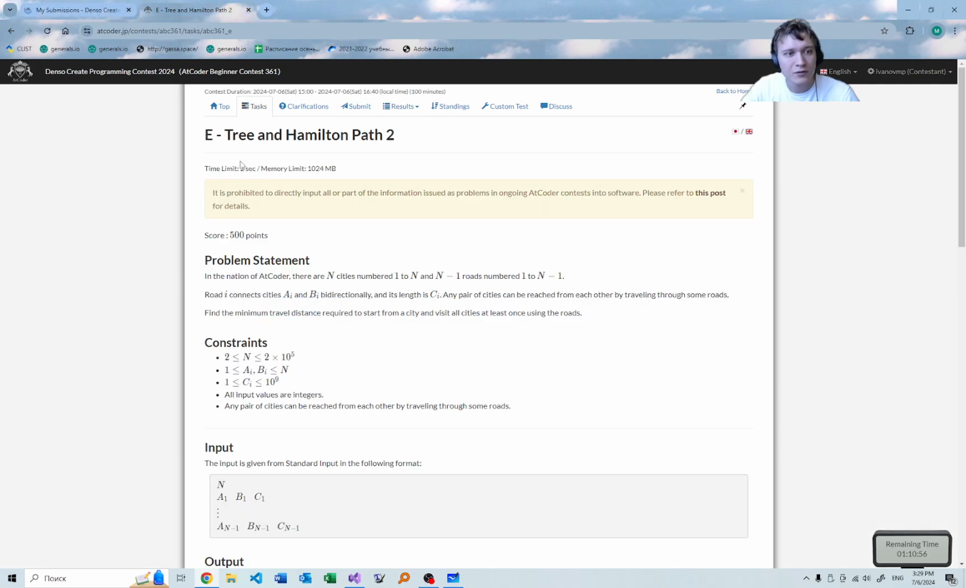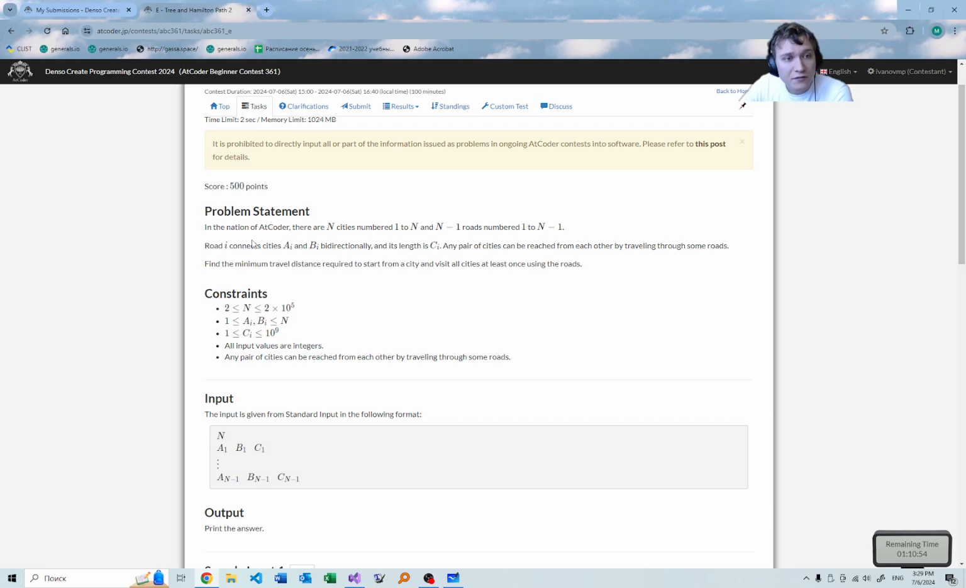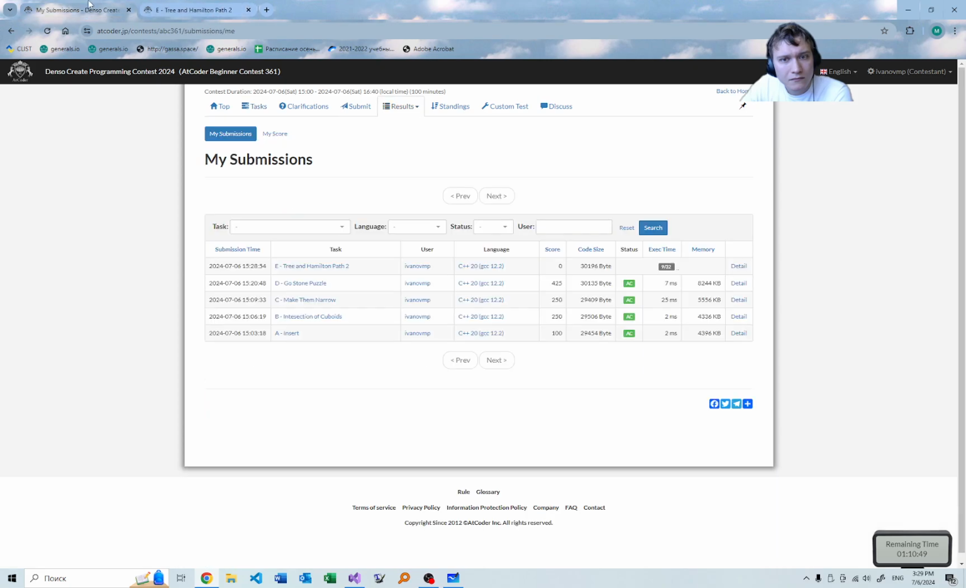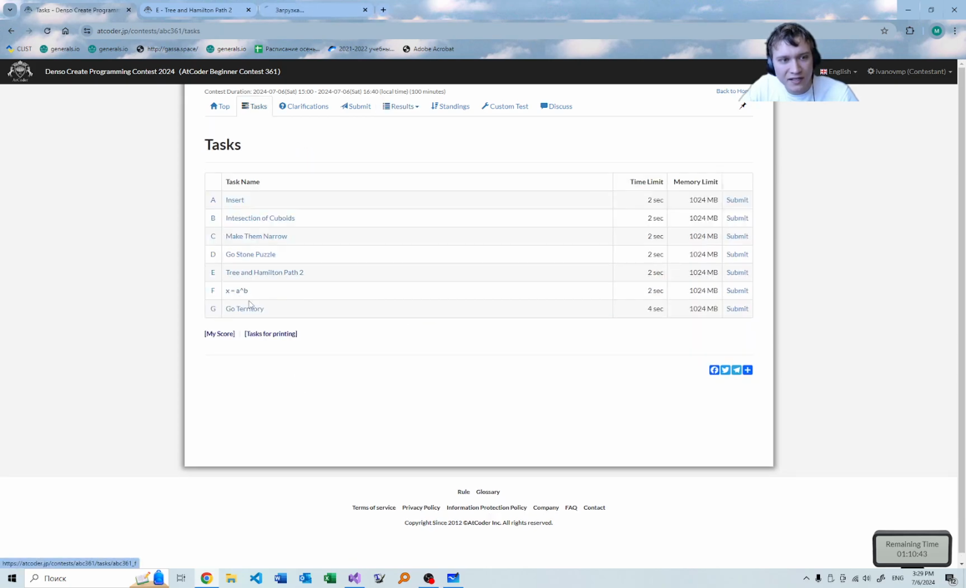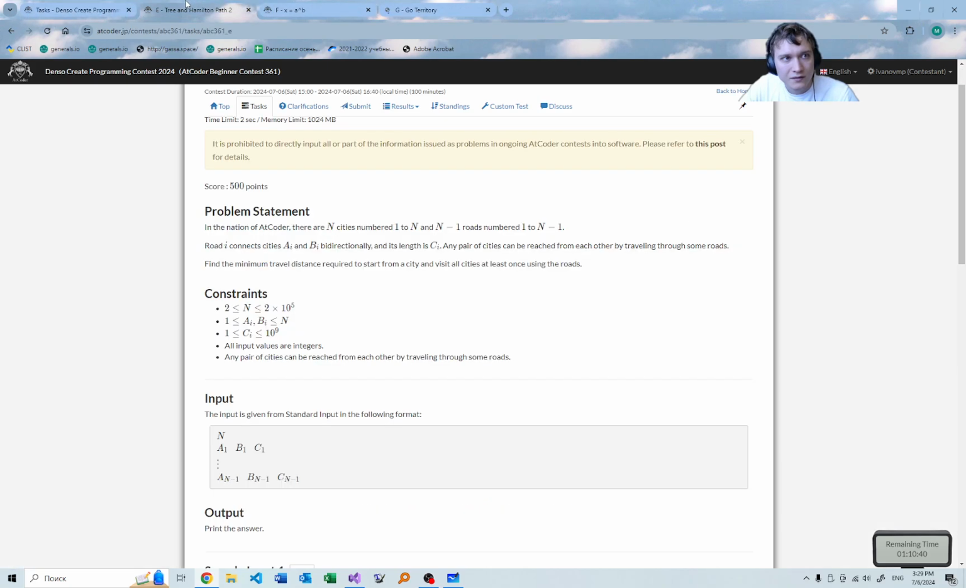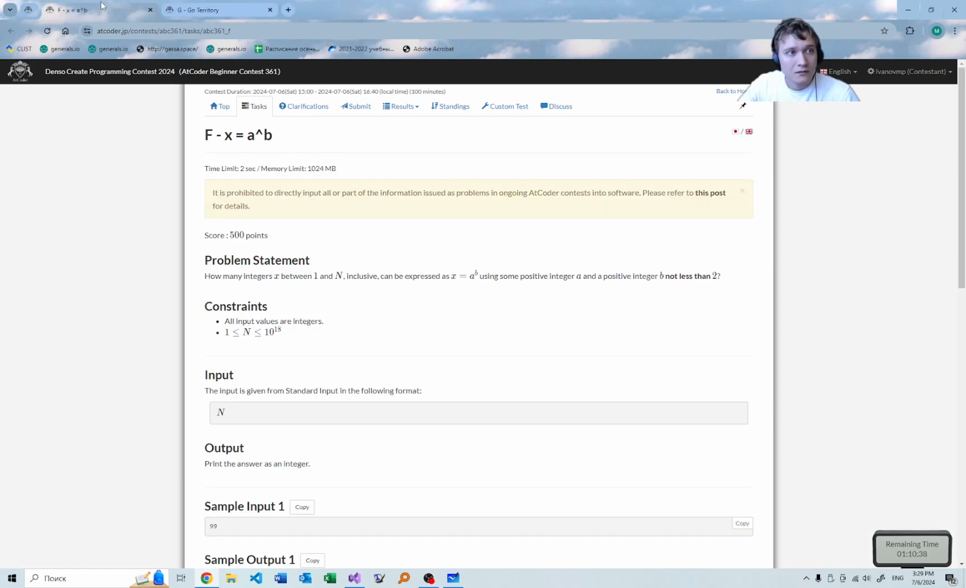Sometimes. Problem E, The Nation of AtCoder. I failed to understand that E is already solved, so we need only F and G. F: x is a to the power b. How many integers x between 1 and n can be expressed as x equals a to the power b using some positive integer a and a positive integer b not less than 2?